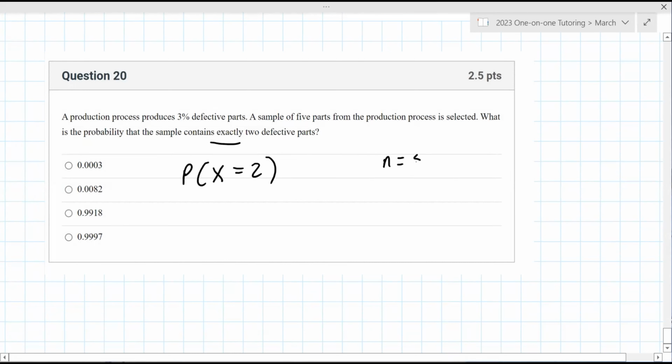The number that you're sampling is 5, and the probability of defective is 0.03. Any idea what kind of distribution this is? There's 2 outcomes, defective or not defective.